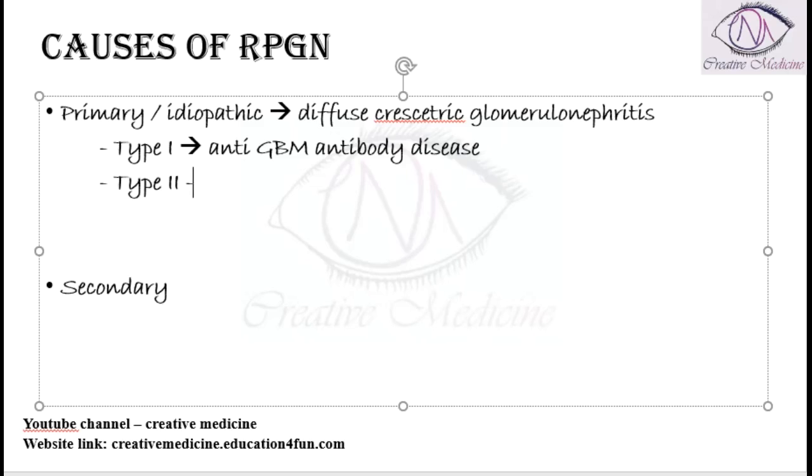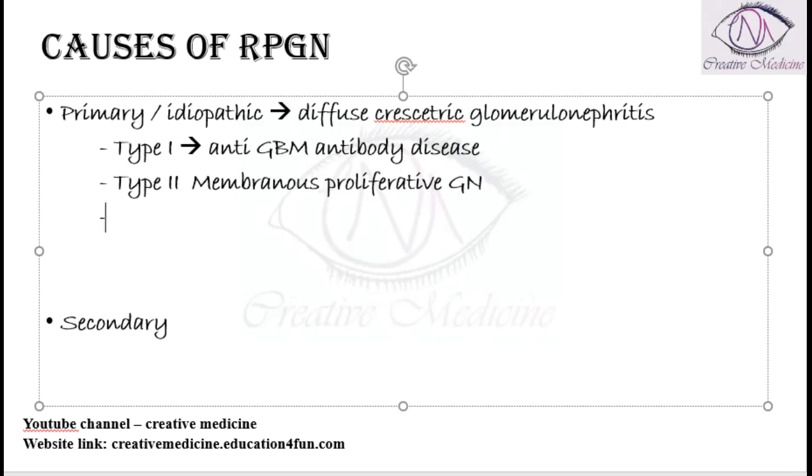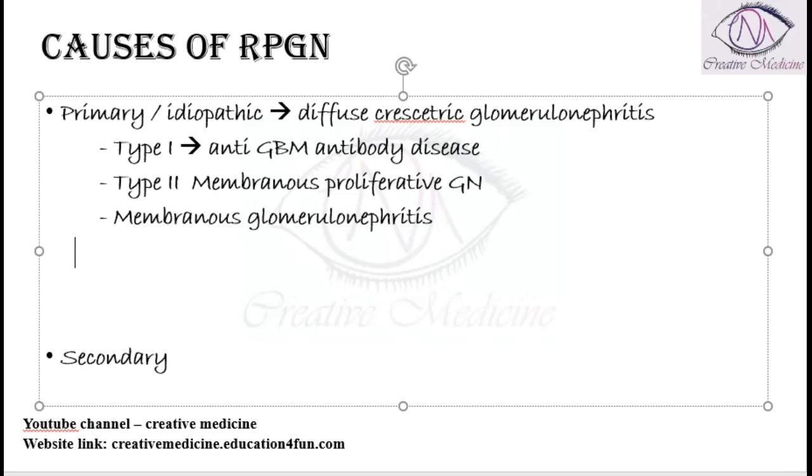There is also type 2, membranoproliferative glomerulonephritis. Membranoproliferative glomerulonephritis type 2 is also a cause. Then membranous glomerulonephritis can progress to rapidly progressive glomerulonephritis, and IgA nephropathy will also result in rapidly progressive glomerulonephritis.